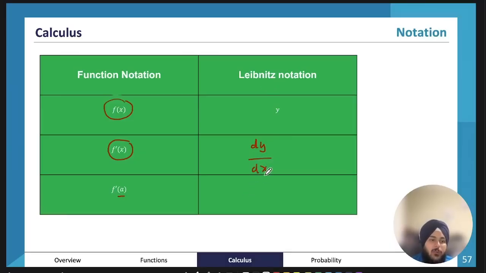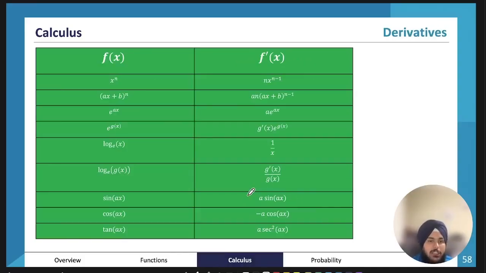And then finally, how do we denote a value that we're trying to sub in to find the gradient? Well, what we can do is dy on dx. Usually a lot of people don't do this, but you can do this. You can do dy on dx given x is equal to a. So now you're showing that you're substituting a into whatever the derivative is. So that's just some notation. And now we'll look at the different derivatives.